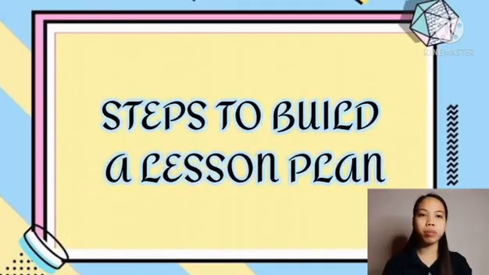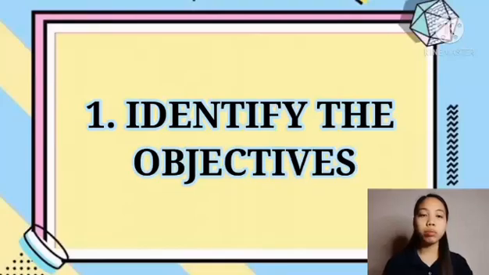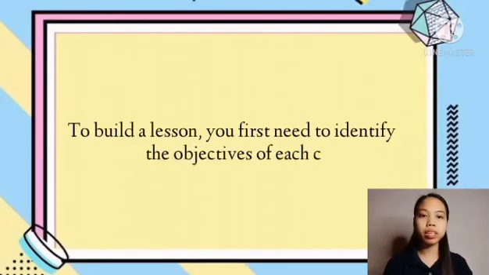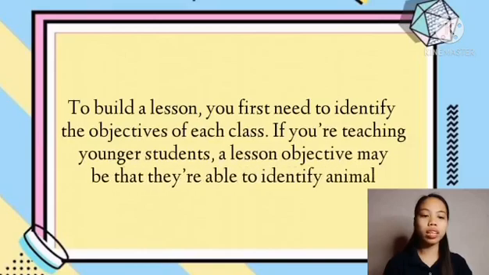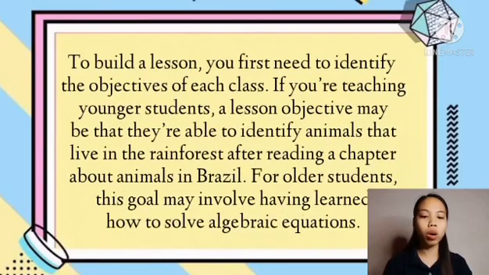Here are the steps to build a lesson plan. Number 1, identify the objectives. To build a lesson, you first need to identify the objectives of each class. What do you hope to accomplish by the end of the period? Are these specific things that your students should know or be able to do?